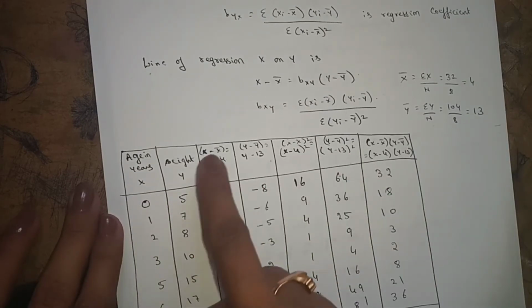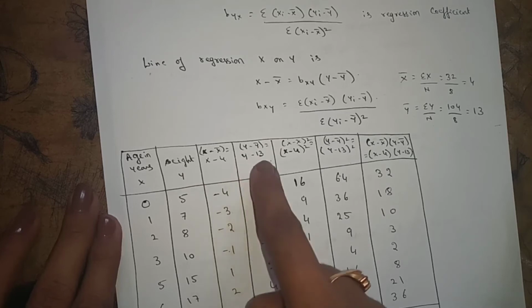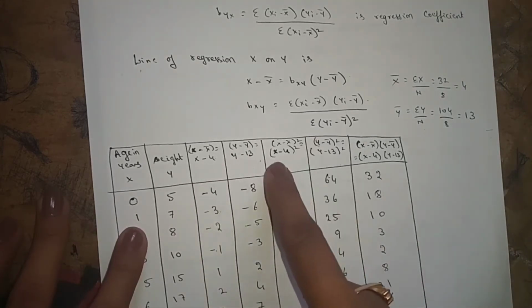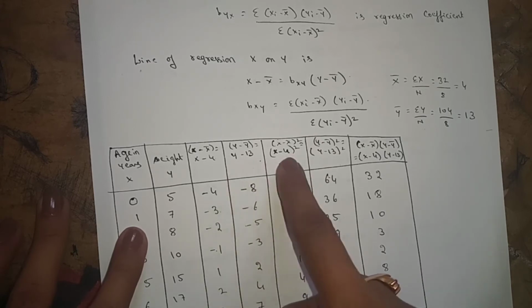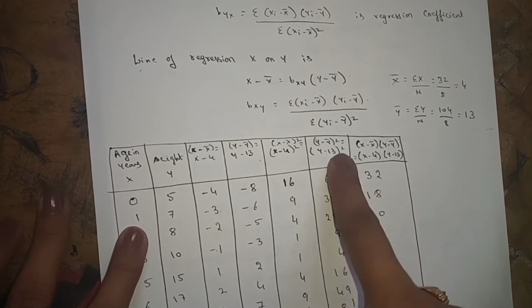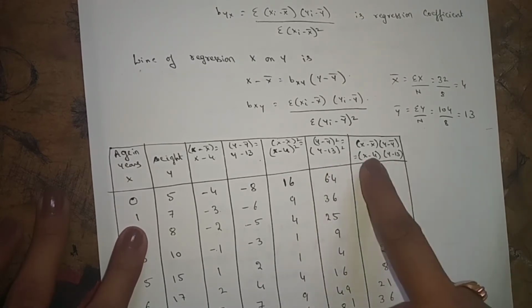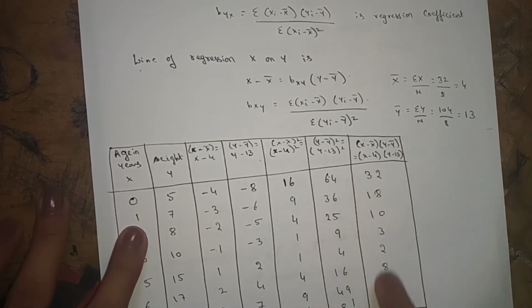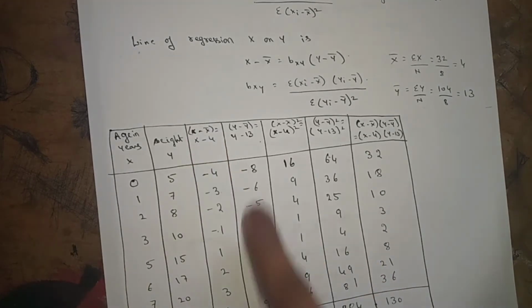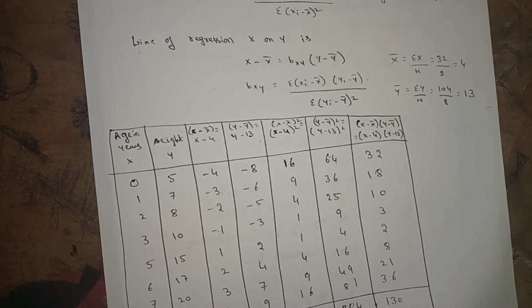Now x minus x bar means x minus 4, and y minus y bar means y minus 13. If you find these, you will get values like this. Then x minus 4 whole square, y minus 13 whole square, and x minus 4 into y minus 13. Now add all these. If you get 0 for the first two sums, then your problem is correct, otherwise it is wrong.